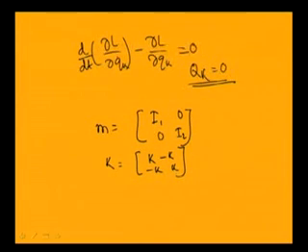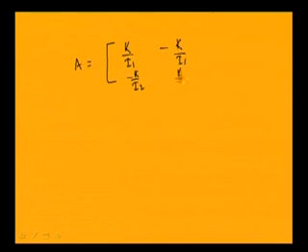After finding this mass matrix and stiffness matrix, you can find the A matrix. A will be equal to M inverse K. You can find the inverse of the mass matrix and then M inverse K, which you can get like this. So A is equal to K by I1, minus K by I1, minus K by I2, and K by I2.